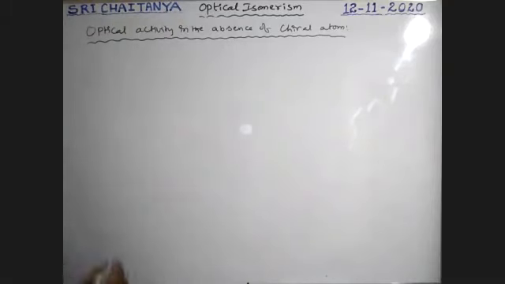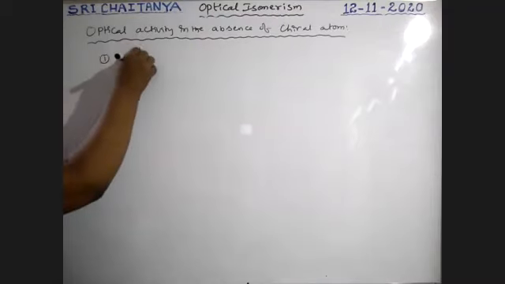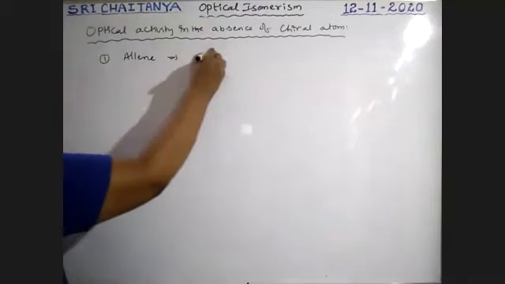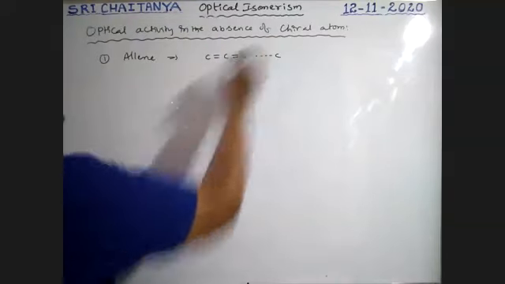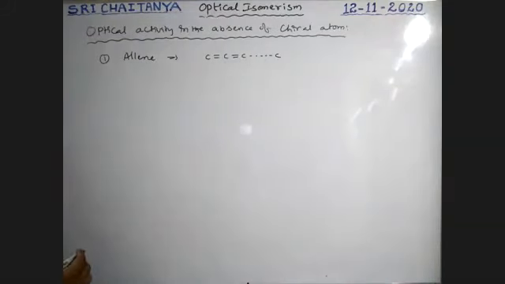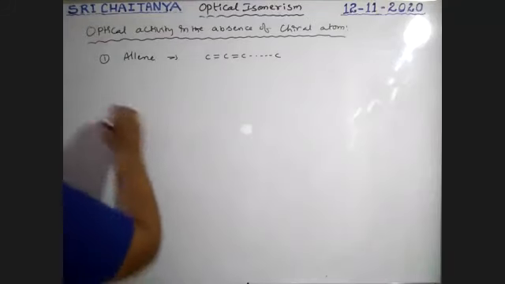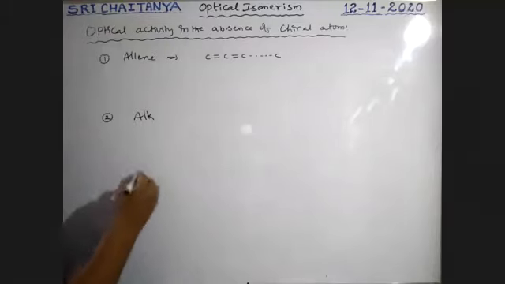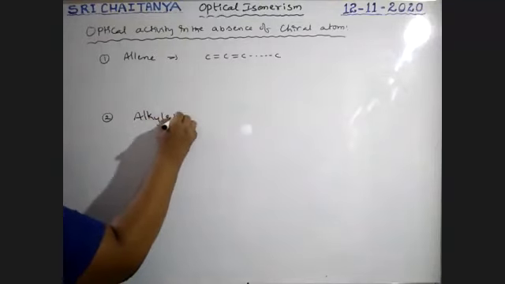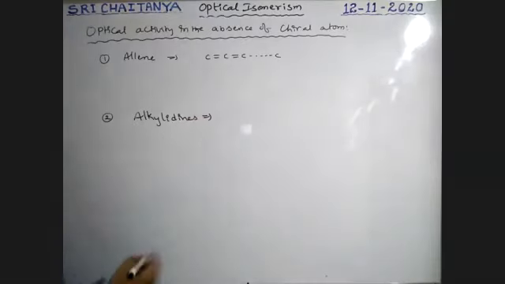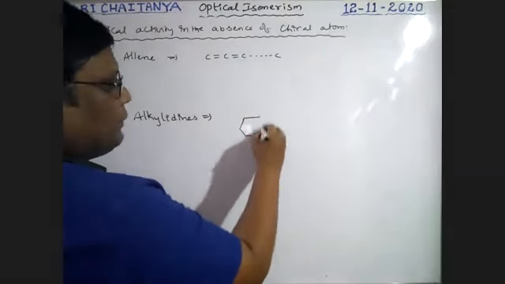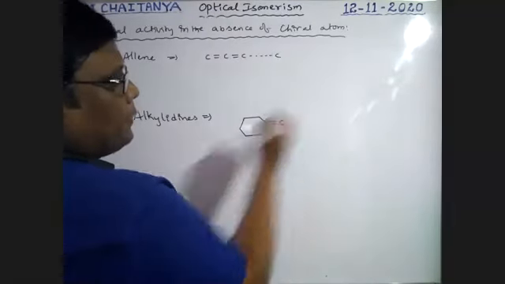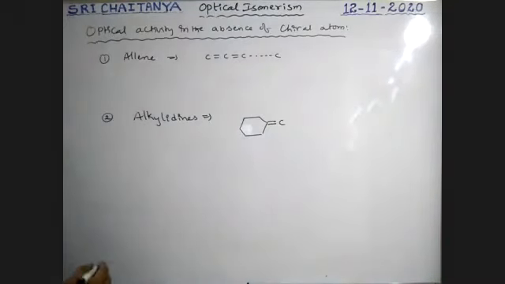So what are those? See here. 1. Allenes. Allenes means there is a C double bond C going on like this, boys. Next, second case, that is alkylidenes. These are nothing but a ring bonded with a double bond. Ring bonded with double bonds. These are alkylidenes.